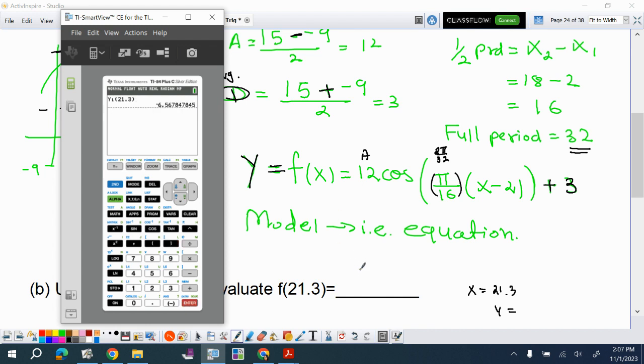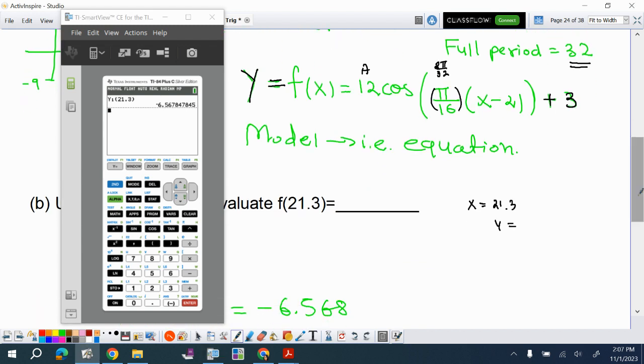So this is negative 6.567. Make sure you know how to write your answer. Negative 6.568, or negative 6.5678. We will accept these two answers only. Nothing but you either round or you truncate. I will accept both answers.